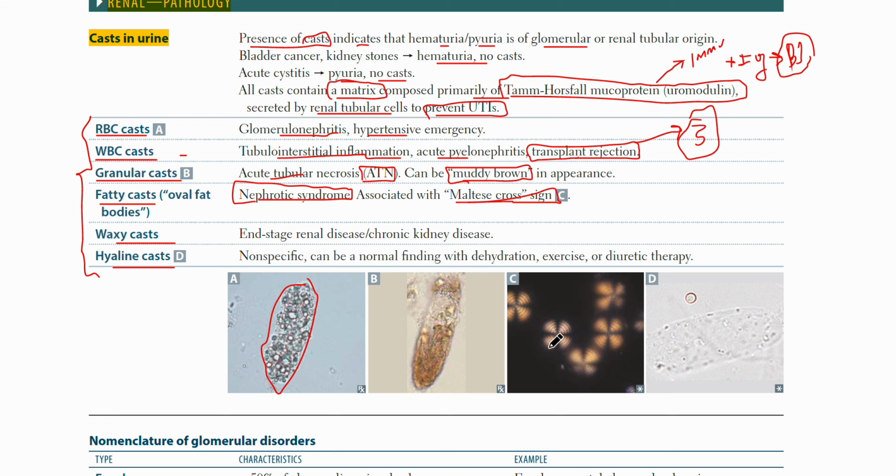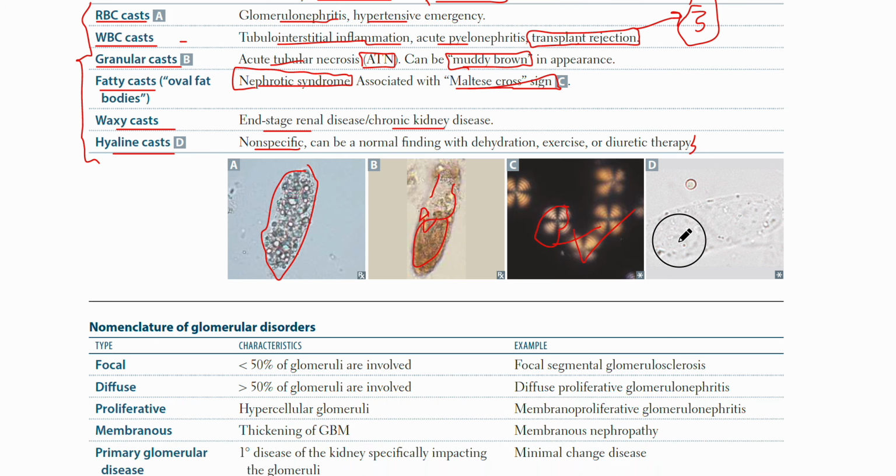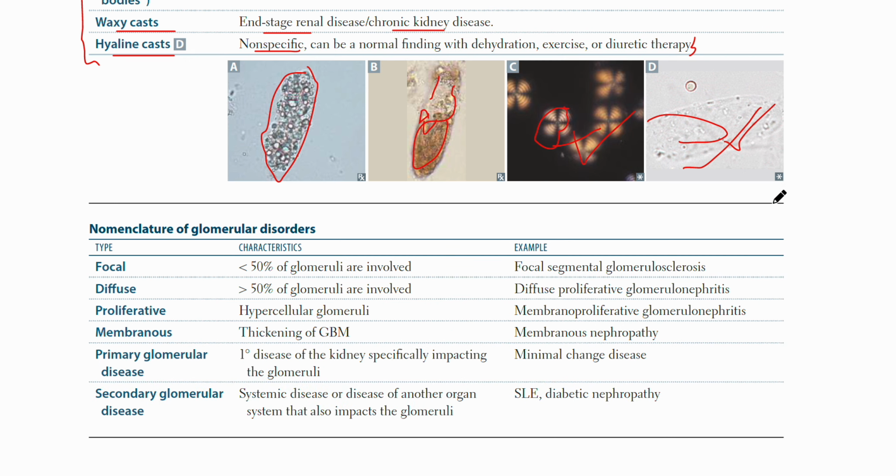You can see the figure here, the Maltese cross sign. These yellow things are granular casts, and this is the Maltese cross sign here. Waxy casts are seen in end-stage renal disease and also chronic kidney disease. Hyaline casts are non-specific and can be a normal finding of dehydration, exercise, or diuretic therapy. They are less contrasted here, so they are not seen.